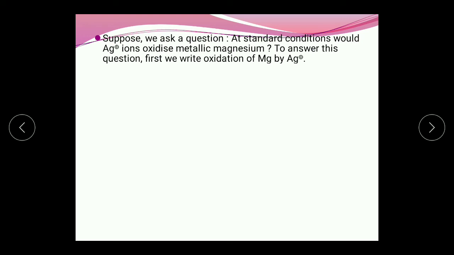To answer this question, the first thing is to write down the reactions. We write oxidation of Mg by Ag plus, and the reactions that take place will be like this. Magnesium will undergo oxidation. So, the question is, can Ag plus ions oxidize metallic magnesium? Can Ag plus ions act as oxidizing agent? That means Ag plus will undergo reduction. Hence, naturally, magnesium will undergo oxidation because it will work as anode. So, this is the reaction of oxidation, anodic.